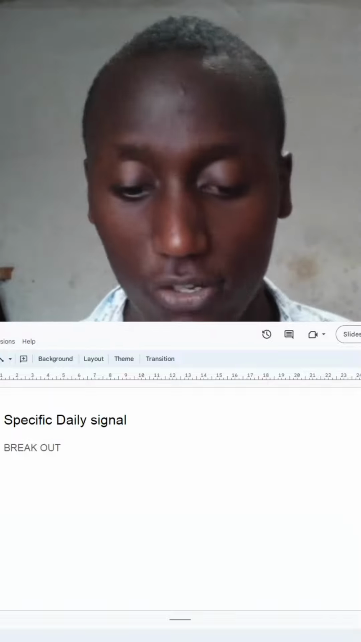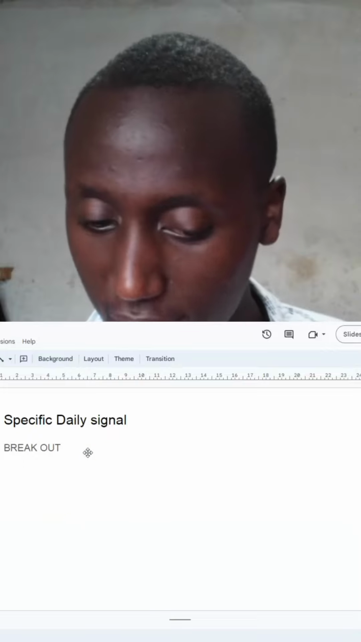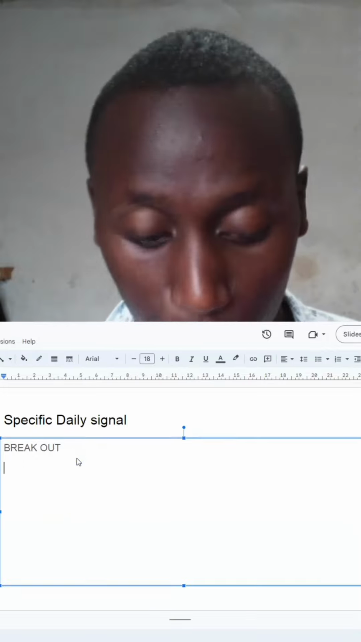signal. And the daily signal is a breakout of the high of the day. However, how do we know exactly where the high of the day is? So step 1 is time.